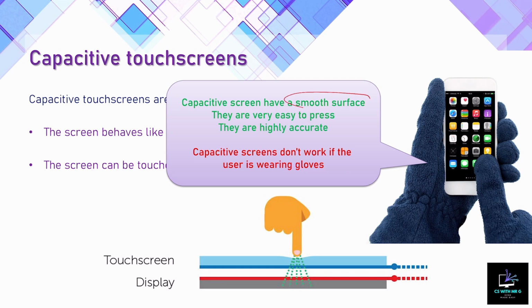They have a smooth surface, very easy to use and press, and they are very, very accurate. Like I've said, you can't wear gloves, although you can buy special gloves which allow electricity to pass through the finger. And if you think about it, this is the reason why you can't use any object to control a touchscreen on your device. You can't just pick up a random pen. You have to buy a special pen, such as an Apple pen, which again will allow for an electric current to pass through the tip, but as I've said, offers high accuracy and are very easy to use.